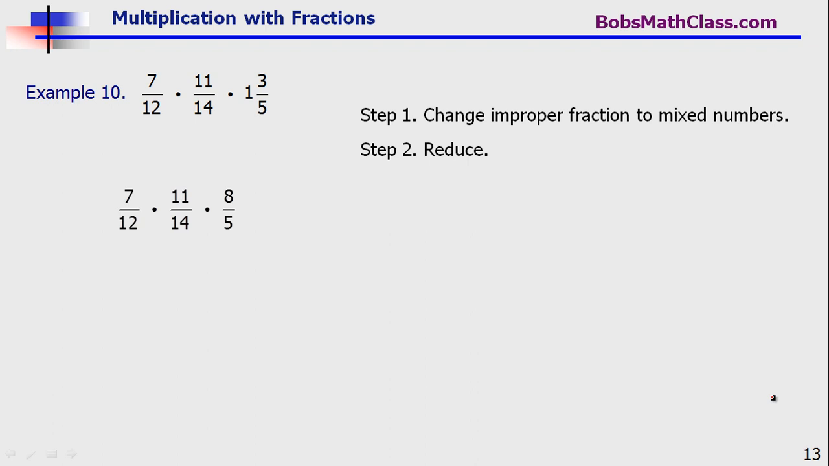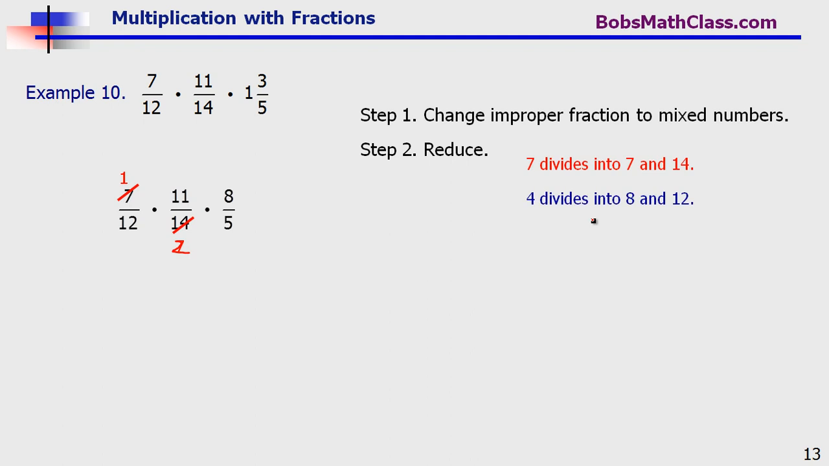Let's see, I see maybe the 8 and 12 and the 7 and 14. Let's see, 7 divides into 7 and 7 divides into 14. So 7 goes into 7 once. Oh, that should be a 2 right there. And let's see, what about the 8 and 12? 4 divides into both of them, right? 4 goes into 8 twice, and 4 goes into 12 3 times.